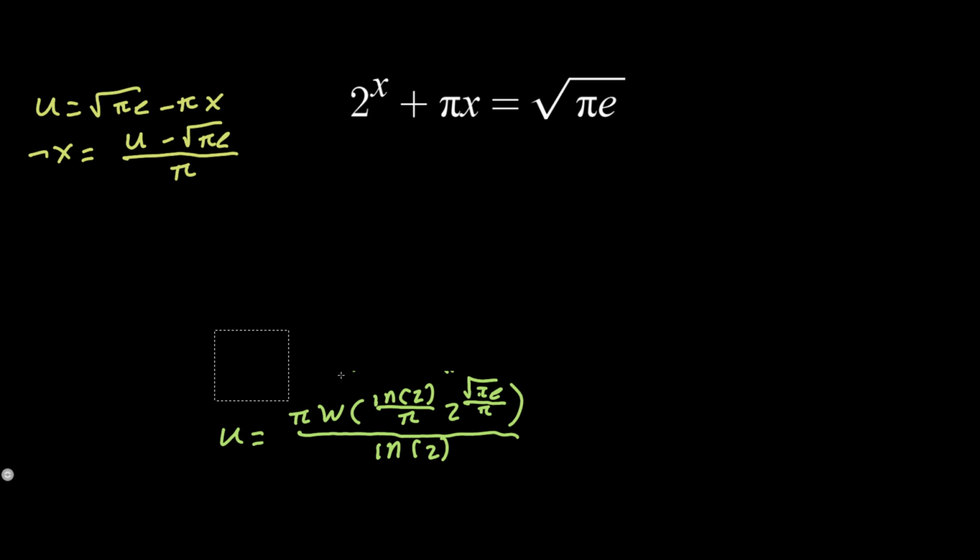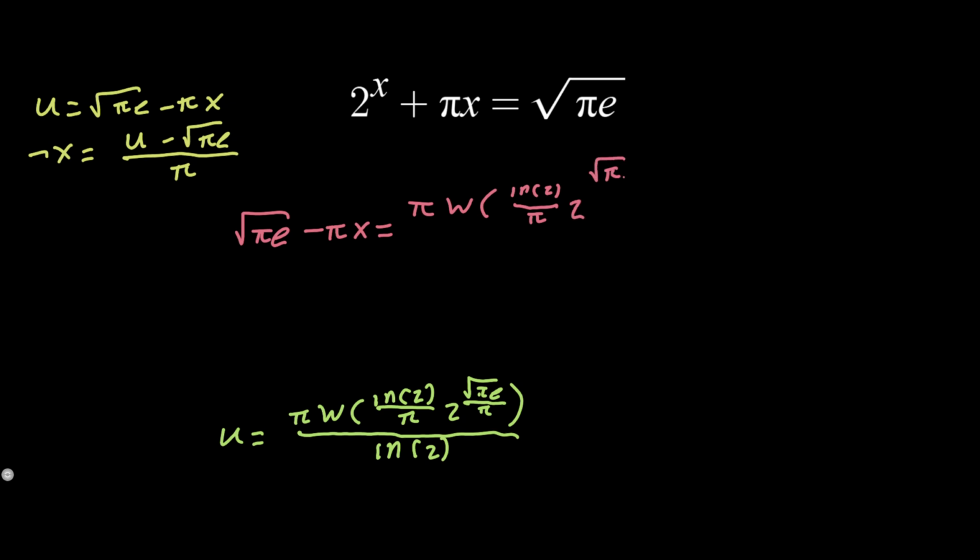So now we pretty much have isolated u, which we can plug in, which is what we substituted earlier, and we will simply get the following. The square root of pi e minus pi x is equal to pi times the Lambert W of ln of 2 over pi times 2 to the square root of pi e over pi, all over ln of 2.